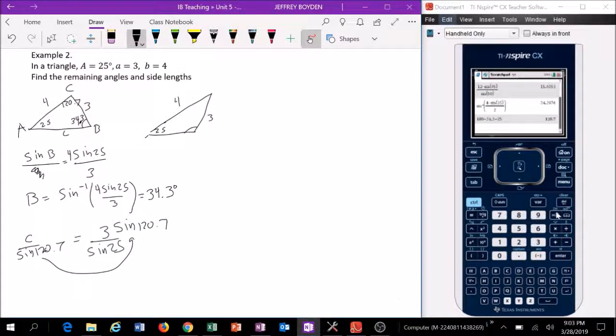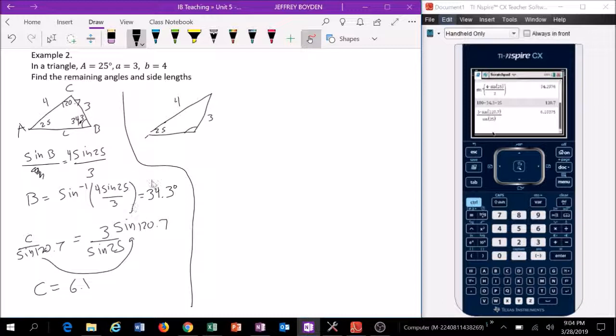And calculator time it is. So I'm typing in 3 sine 120.7 divide by sine 25. And I'm getting 6.1 when I do that. And that makes sense, actually, because now I'm saying my biggest side is across from my biggest angle. Okay, so this part of the triangle is done.